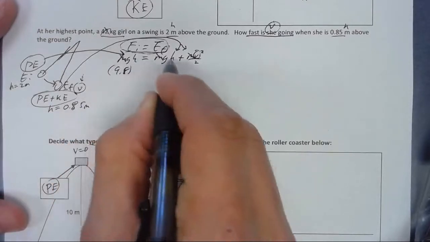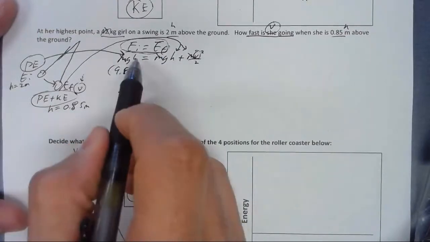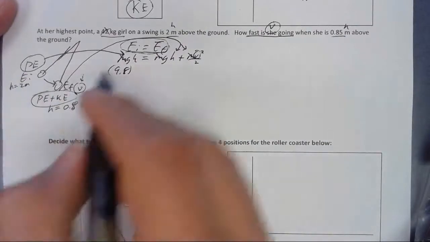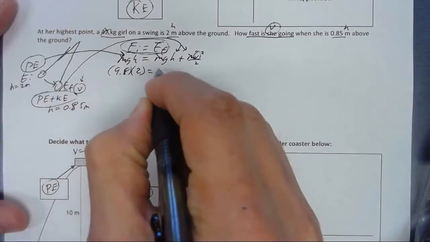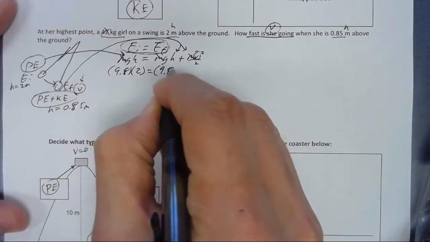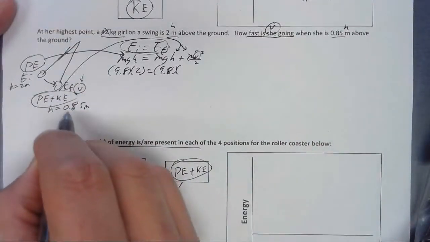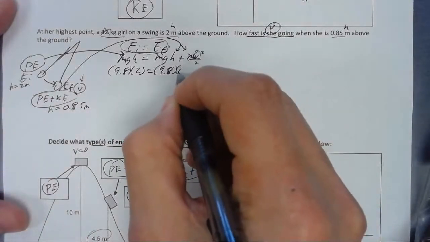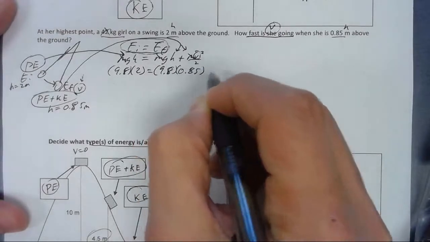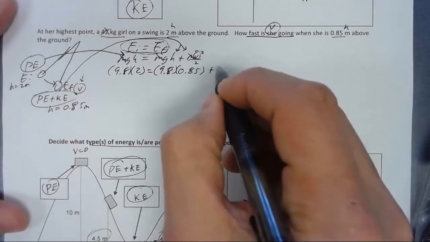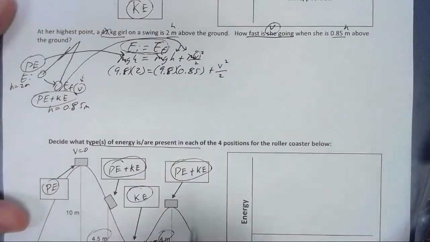9.8 here. These two H's are not going to be the same. This H is the one at EI, which is 2. And the other one, 9.8, is G there. The other one is our height, not at the bottom, but in the middle of the swing path, which is 0.85. V is what we're trying to find. I'm going to leave it as V over 2.